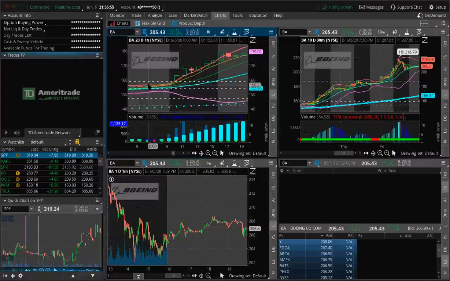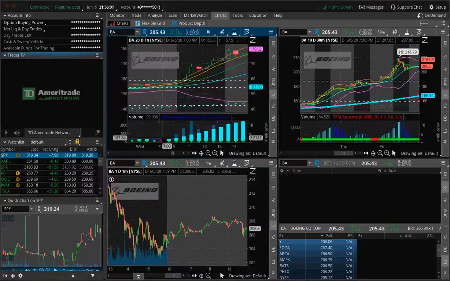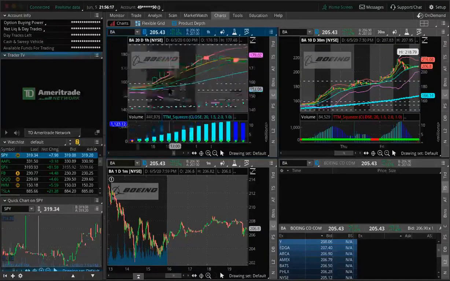You take your entry above this top band, and coincidentally, we have a red dot here, which is telling me that we are squeezing. Look, all of these lines are parallel. Or they're not parallel, but they're entwined with each other. Right. And then we get a blast off on the 1 hour chart, right?